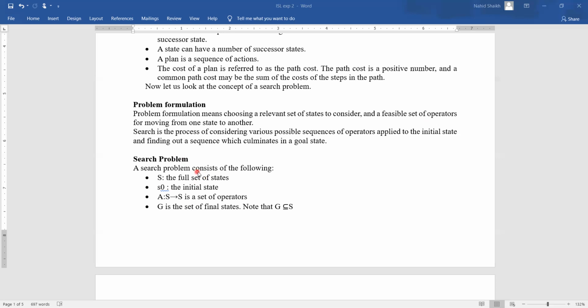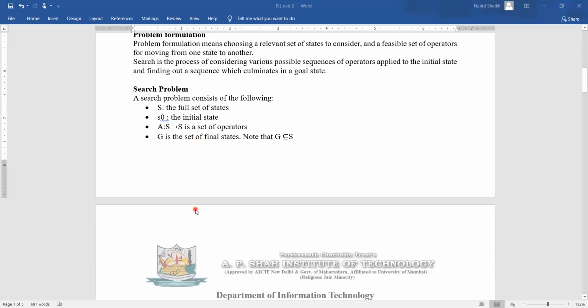So what you define in the search problem is the full set of states. How many states will be possible for the particular problem? Then I define the initial state. I define the set of operators which can apply to a particular state. Then I define the final state. A final state can be a single state or multiple states depending on the problem.